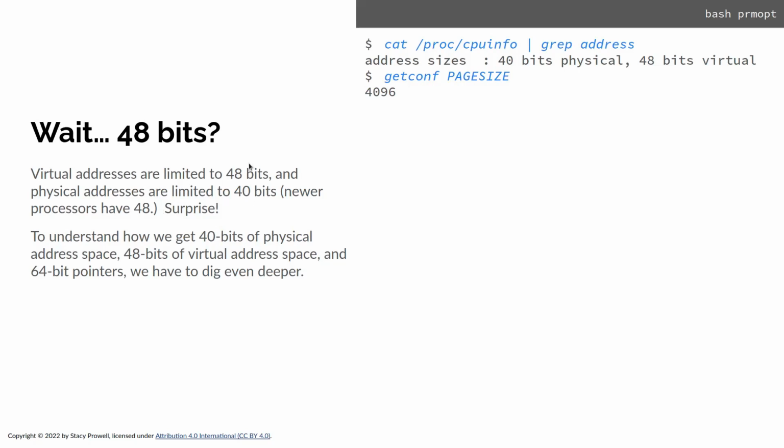Newer processors have both of those at 48. But is that really a hardship? 40 bits is still a lot of memory. So we have 40 bits of physical address space, 48 bits of virtual address space, and 64-bit pointers. And in fact, on the machine I'm on right now, if you look at cpuinfo in the proc file system and look for address, you'll find 40 bits physical, 48 bits virtual. That's your address size. Your page size is 4096. Get that with getconf.